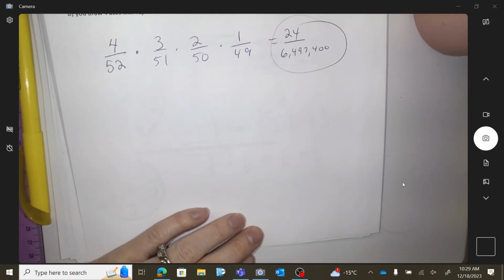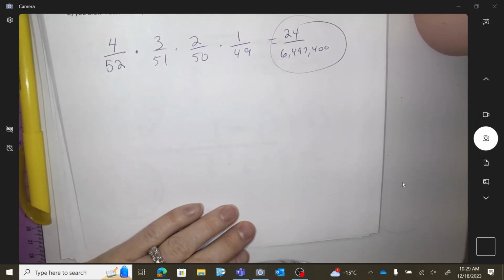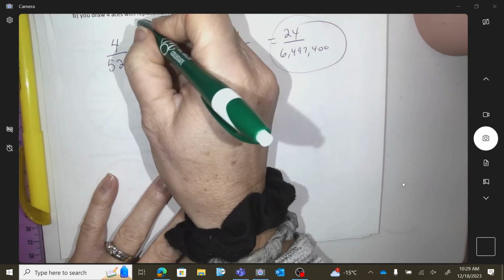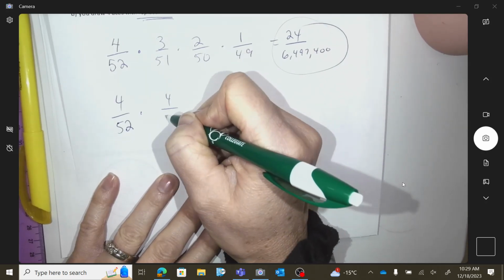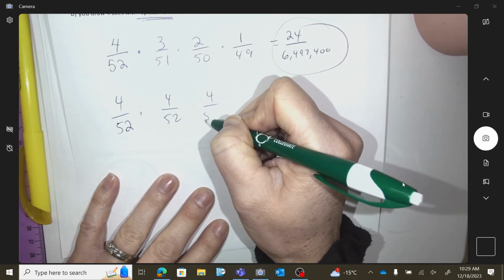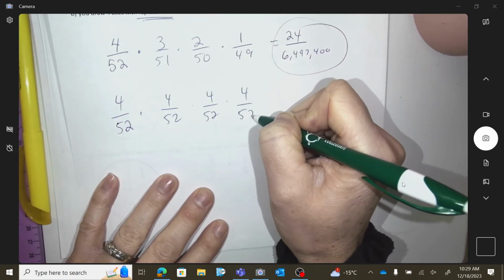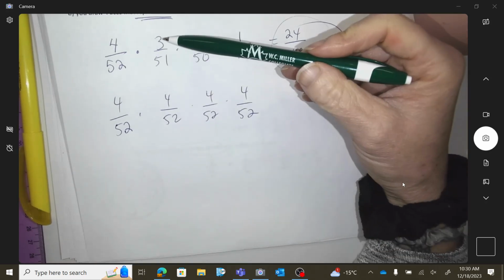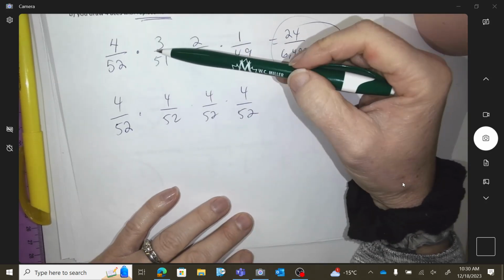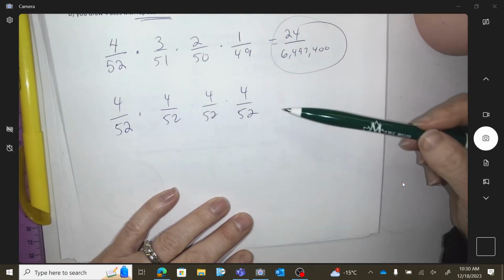So just how do you change the question if I change it to you make a replacement every time you put the card back in? So what do you do now? Every chance would be the same. It would be an independent situation. This one's dependent because this affects that. Okay, but this one is not.